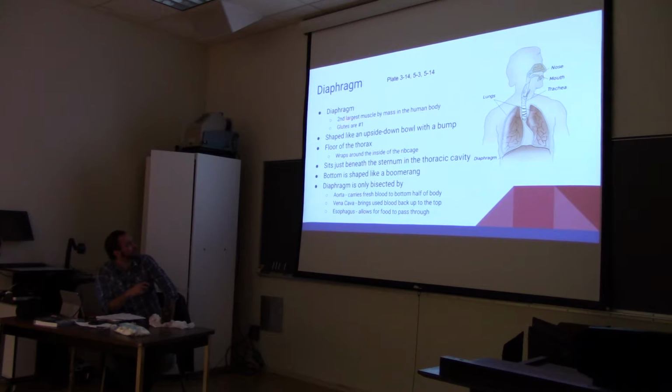Anyway, okay, so the diaphragm is the second largest muscle by mass in the human body. Your glutes are number one. So it's enormous, which is a really big muscle if you think about it. It's shaped like an upside down bowl with a bump in the middle of it, so it's kind of U-shaped.